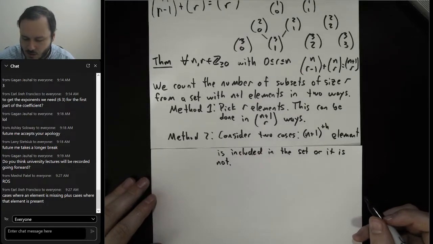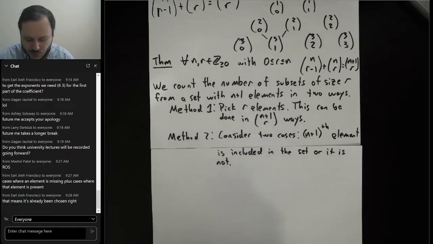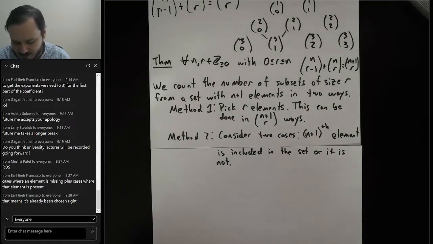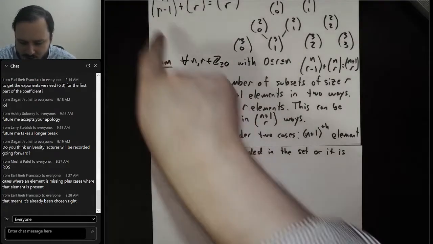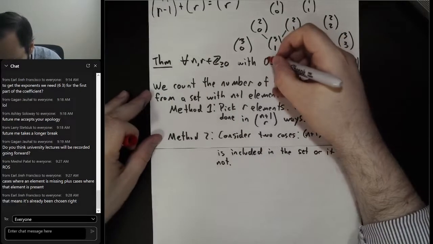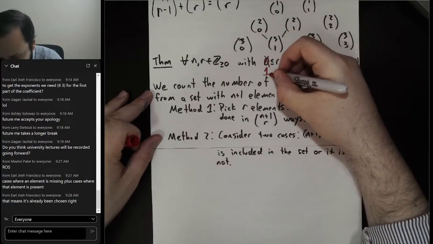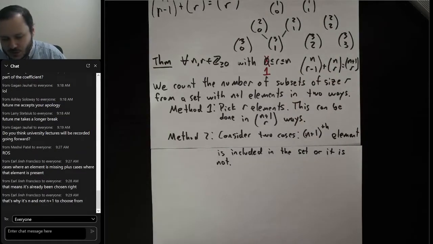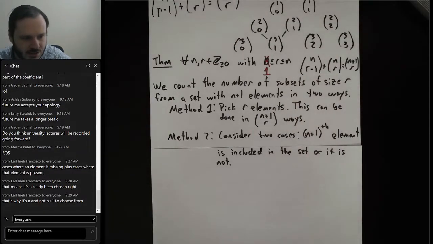I guess I actually want R to be greater than or equal to 1, by the way. I'm just realizing, because I want R minus 1 to be greater than or equal to 0. So this should be R greater than or equal to 1. I'm just going to make that change.